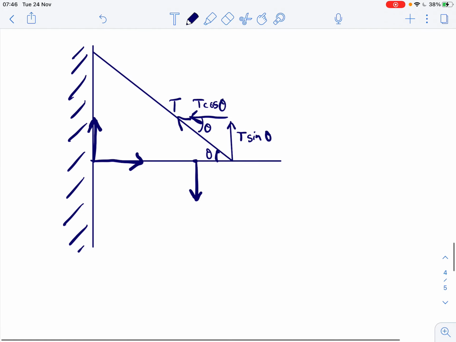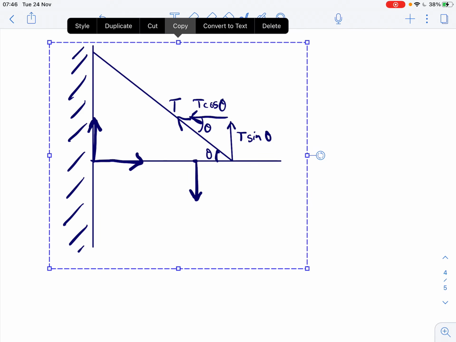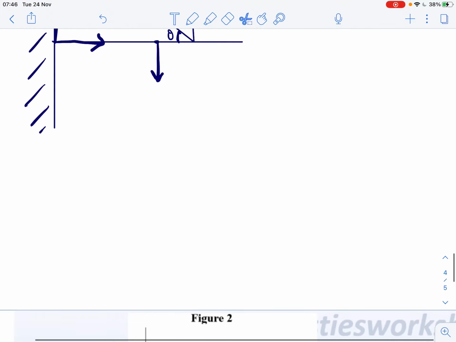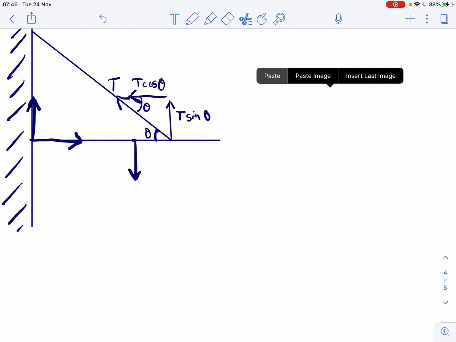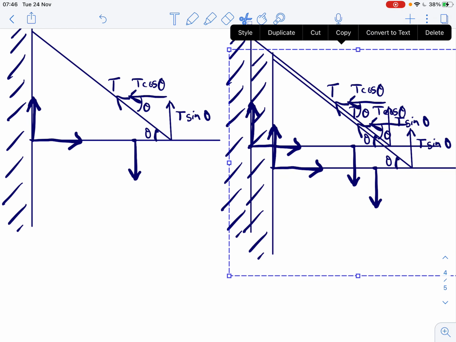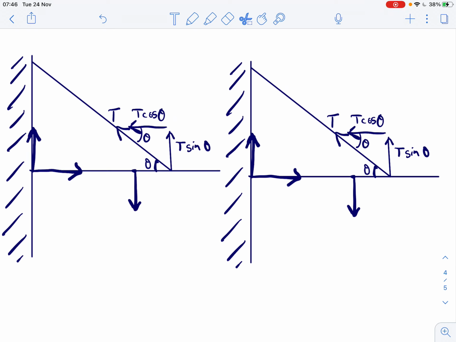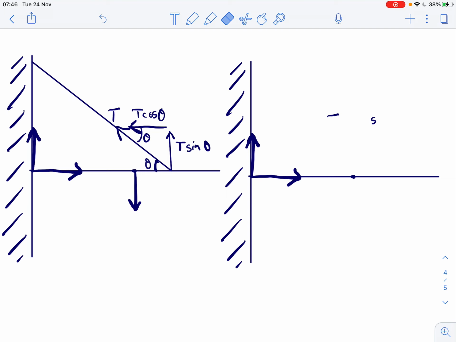Okay, this isn't the only kind of model we might have. A slight adaptation of this, so actually what I'm going to do is, rather than redraw it, I'll just copy. Okay, and let's paste it just next to it. Okay, so let's say now we've got the same sort of setup, but this time our hinge is being connected at that midpoint.